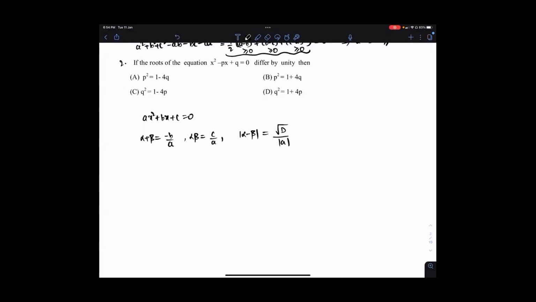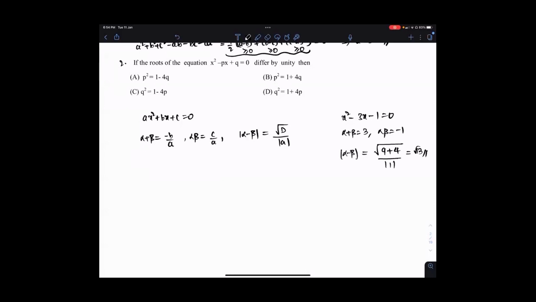So let's say I have x square minus 3x minus 1 equal to 0. We know that the sum of the roots is minus 3, the product of the roots is minus 1, and the difference between the roots will be square root of discriminant, 9 plus 4, divided by modulus of a, which in this case is 1. This will be the difference between the roots.